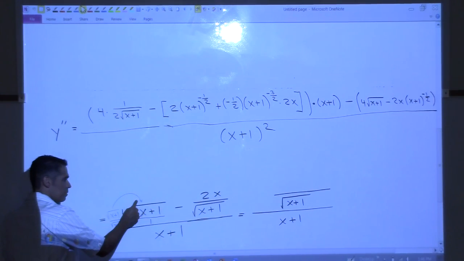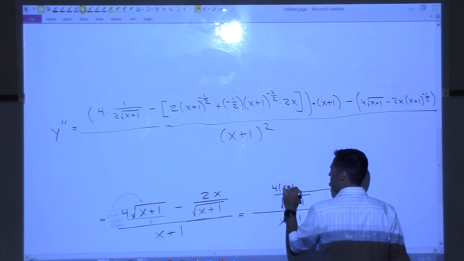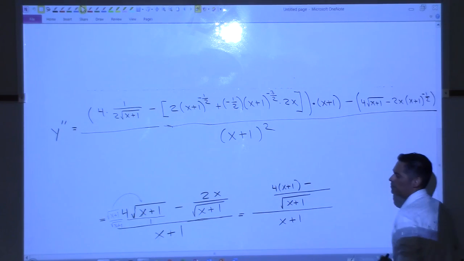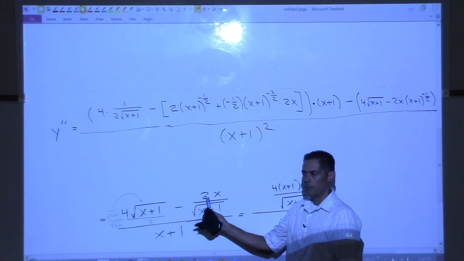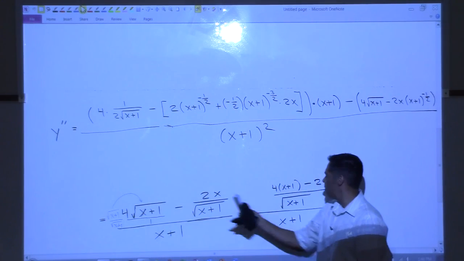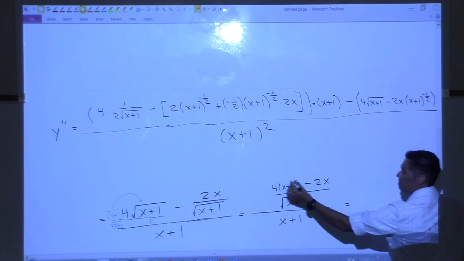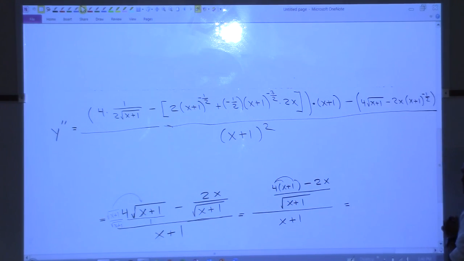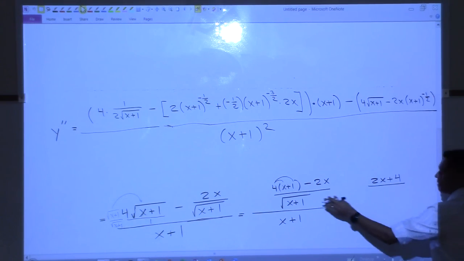This times this was x plus 1, and then times 4. So it's 4 times x plus 1, or 4x plus 4 if you want. And then minus 2x. That's coming from here. So that numerator minus that numerator, and that is actually not that bad. This is 4x plus 4, and then minus 2x. So what's 4x plus 4 minus 2x? 2x plus 4 over this denominator.